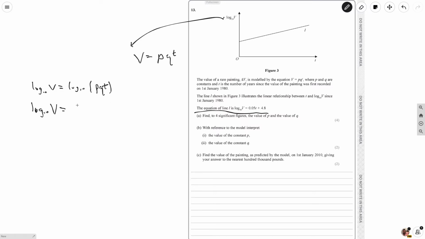And what we've got in the bracket is, at first when we look at it, two things multiplied together. It's p times q to the power of t. So we should understand that we can split that, and it's two logarithms added together. So log to the base 10 of p plus log to the base 10 of q to the t. And then our other log rule that we use quite often is that this t can come down to the front here.